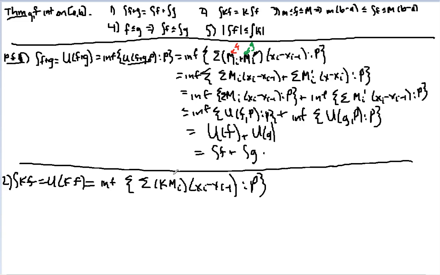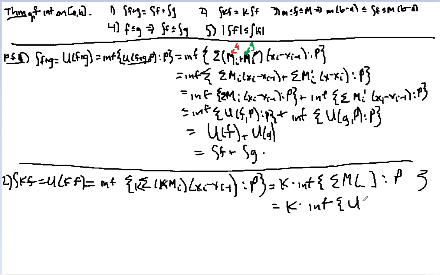But what I can do is factor a k out of here, and again, using chapter 1 properties, that gives us k times the infimum of the sum of the M's times the intervals over P, where the intervals are x_i minus x_{i-1}. And that's just k times the infimum of the U of f, P's, which equals k times the integral. Because, yeah, like so, we're done.